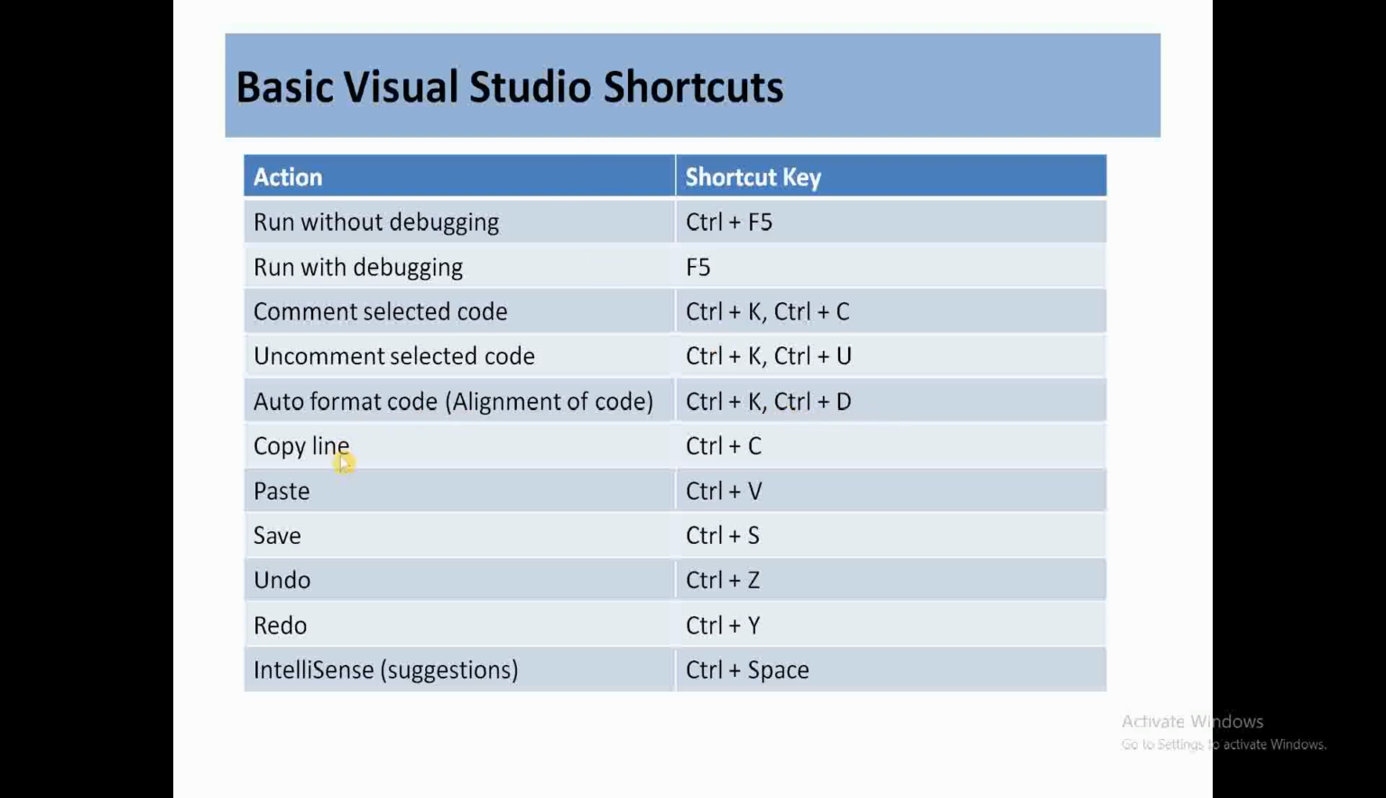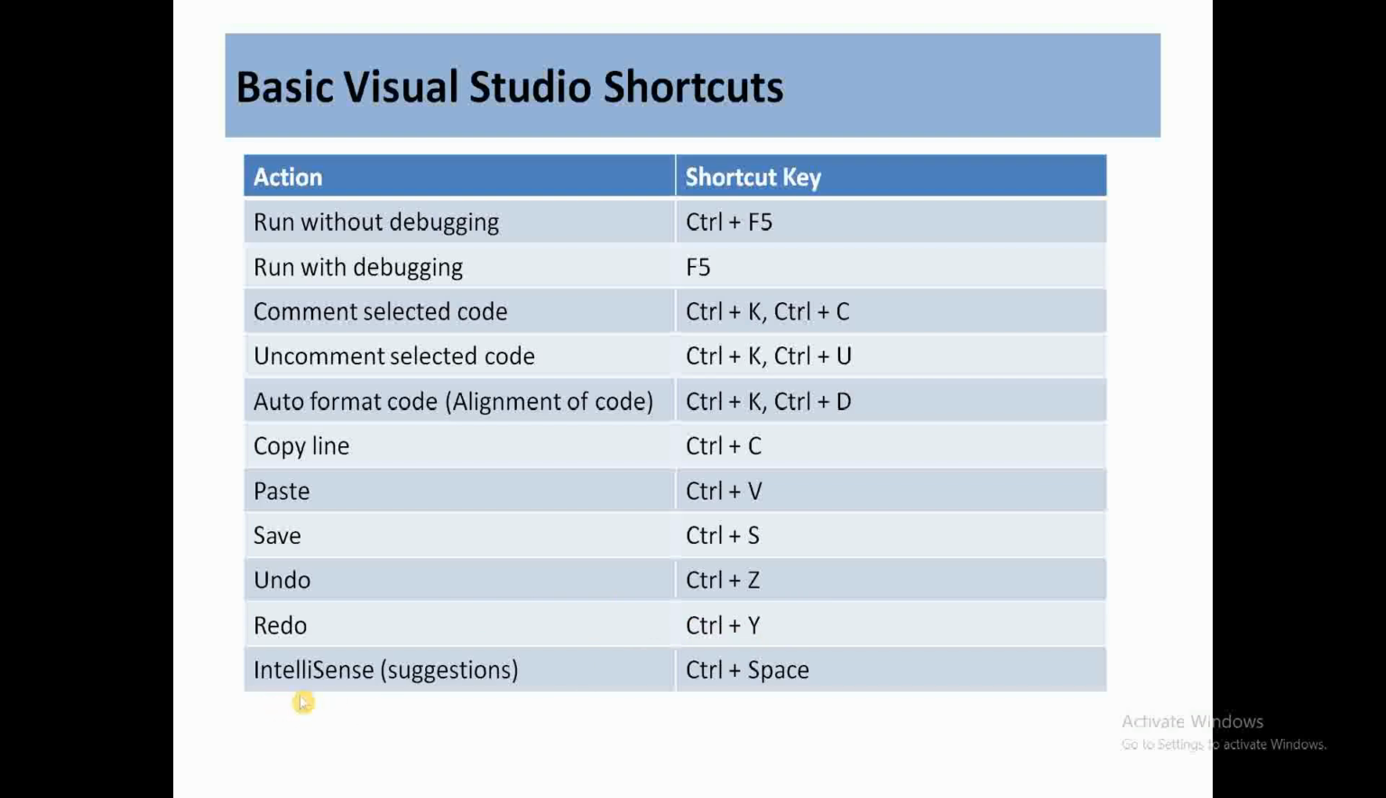plus D. Suppose if we want to copy paste some lines, we can use Control C for copy, and for paste we can use Control plus V directly, and for saving the project we can use Control plus F. If we want to undo some logic or some deleted things from our code, then we can use Control plus Z, or if we want to redo that data, we can use Control plus Y.